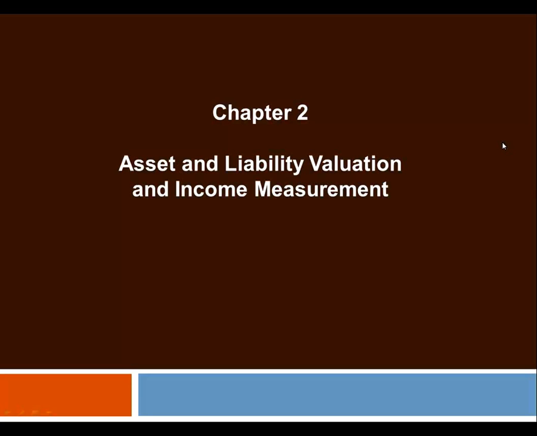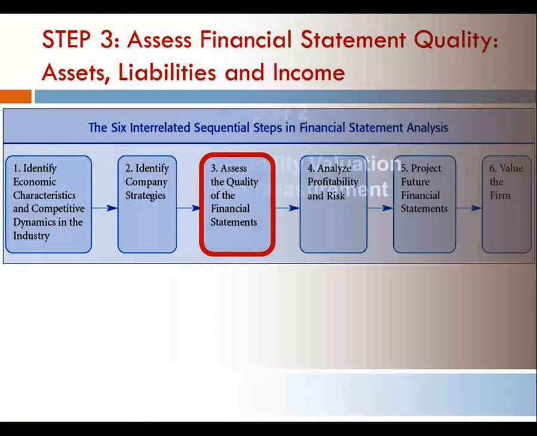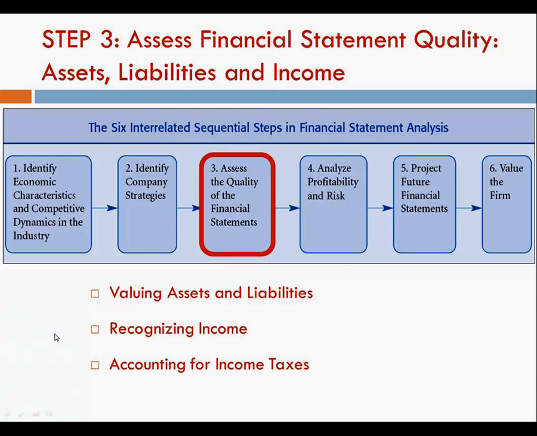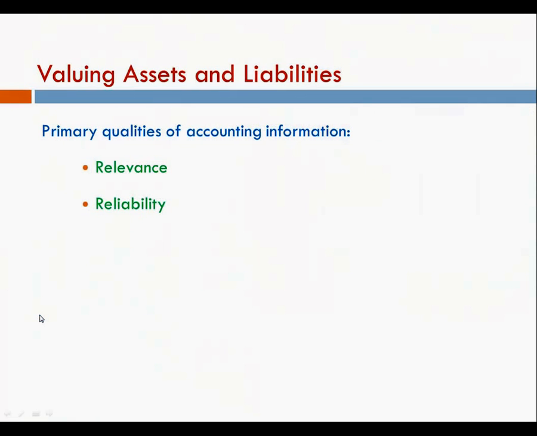I think what I'll do is after chapter 2, I have a little assignment from chapter 1 that's kind of fun. We'll take a break in the next 5 minutes to do that assignment, and then I'll come back and do chapter 3. Okay. Chapter 2 is about the process of valuing assets and liabilities and measuring income for your financial statements. It's part of the process of assessing the quality of financial statements. So valuing assets and liabilities, recognizing income, and then accounting for taxes are the three main topics.